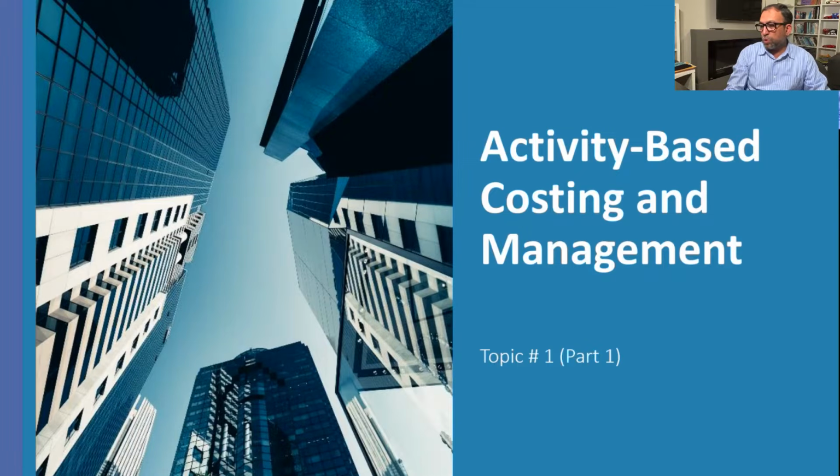Okay, so let's start. The topic of today's discussion is activity-based costing and management. Normally there are two ways to do costing. One is what we call a very simple or standard way of costing, in which we divide or distribute the factory overhead or the indirect expenses.